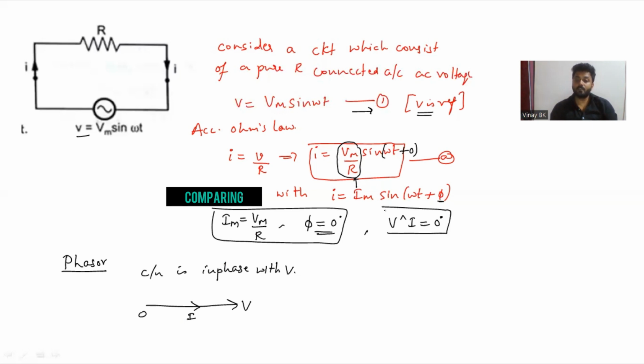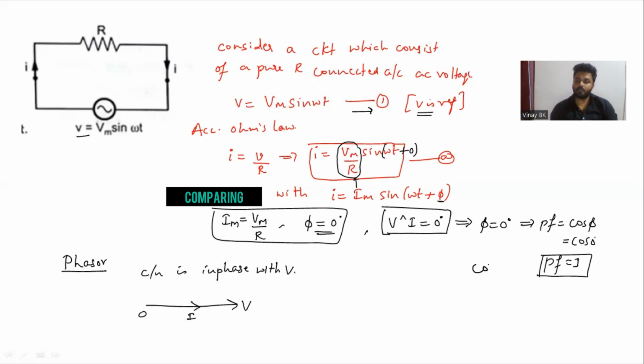So the angle between voltage and current is phi. Phi is 0 degree, so the power factor cos phi is cos of 0, which is 1. So in case of a pure resistor, the power factor cos phi is always 1, so there will be a unity power factor. The impedance of a pure resistor Z is equivalent to R, a real value of resistor.